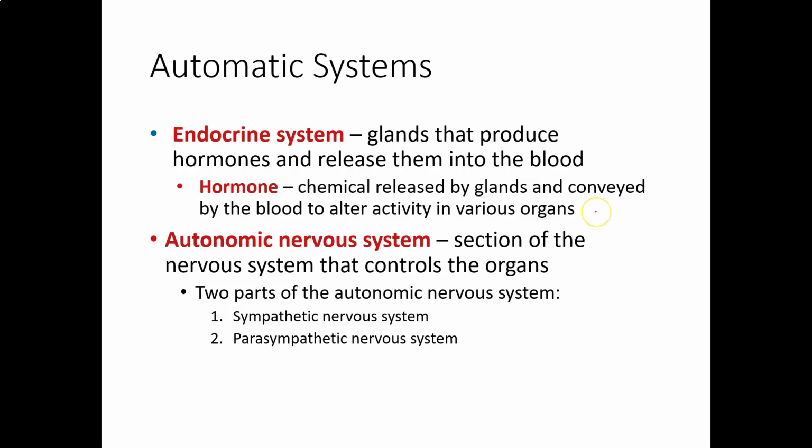The other automatic system within our nervous system, which is part of the peripheral nervous system, is the autonomic nervous system. The autonomic nervous system is not voluntary, it's involuntary, and it controls all things related to your organs. There's a voluntary portion of the peripheral nervous system called the somatic nervous system, but the autonomic nervous system represents the involuntary portion. It has two parts: the sympathetic nervous system and the parasympathetic nervous system.